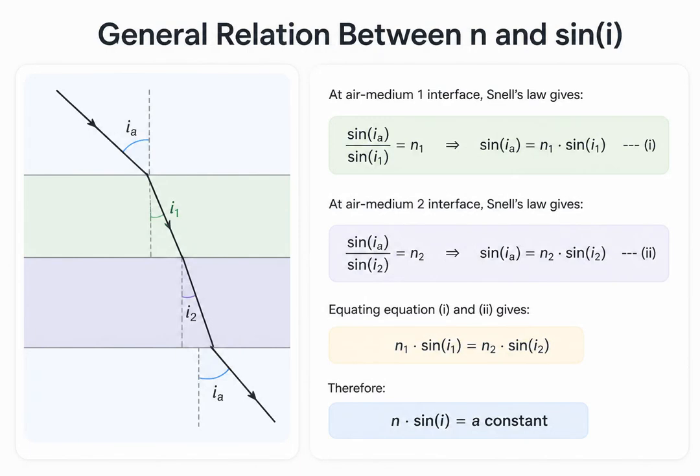Building on Snell's law, what happens if light passes through multiple parallel layers?